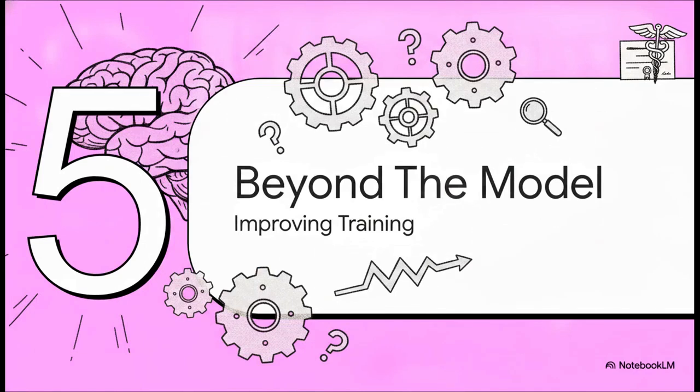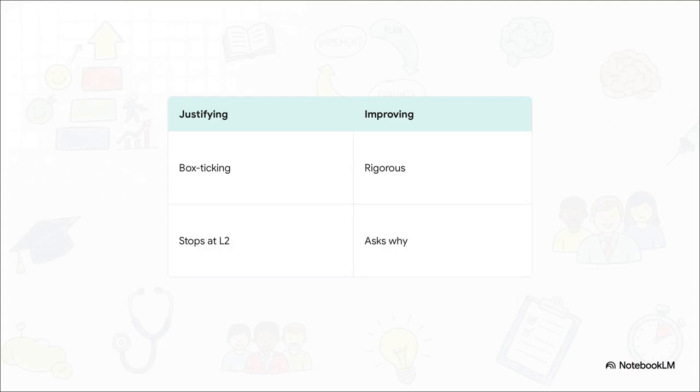Let's wrap things up with Section 5, Beyond the Model, Improving Training. In 2013, researchers Haji, Morin, and Parker published this brilliant critique in medical education. They pointed out that most institutions just use the Kirkpatrick model for justifying training. They stop at level 1 or 2, tick the box, and say, hey, look, high scores, the training works. That is essentially the illusion of accountability.